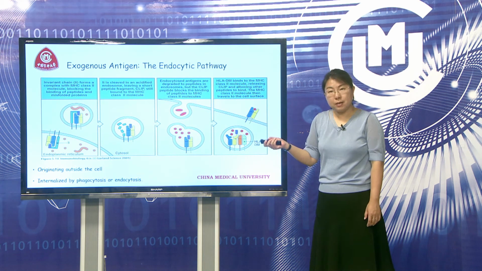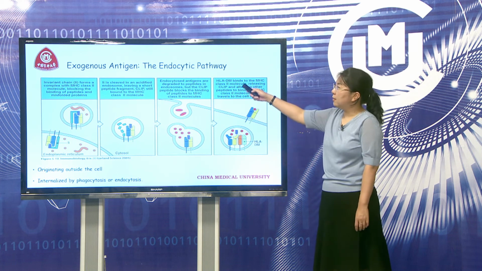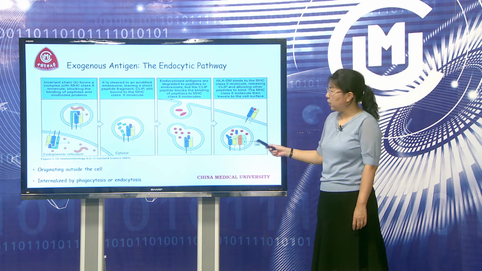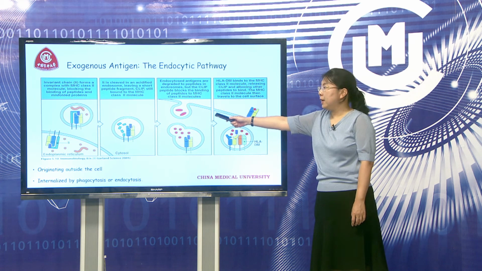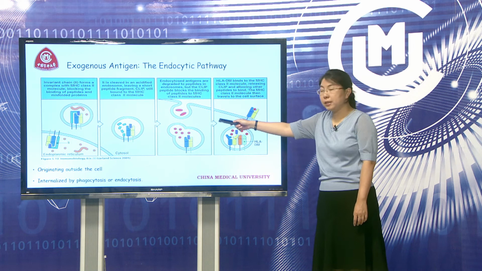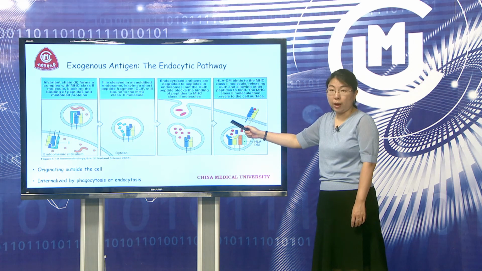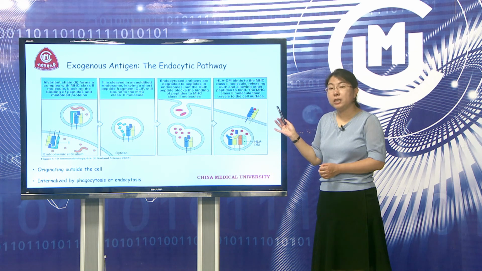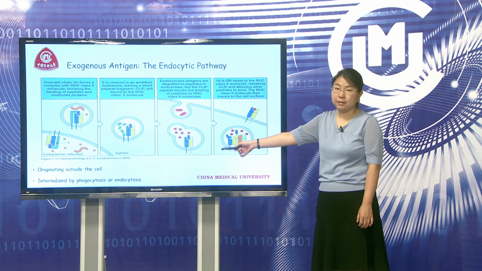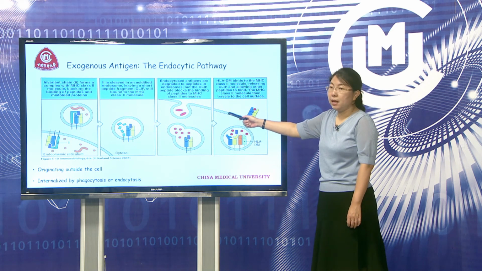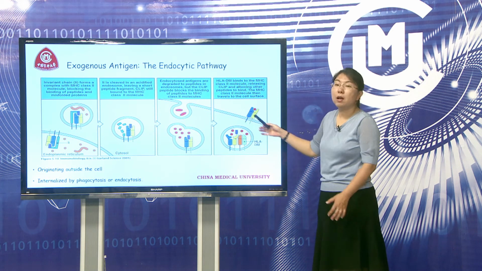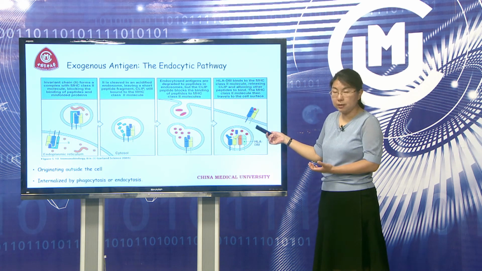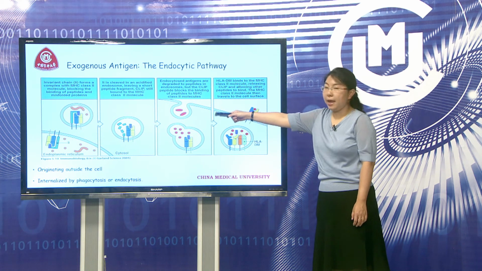And for exogenous antigen, the pathway is the endocytic pathway. So let's see, it's a little different. We know for the endogenous antigen, they should produce new protein inside of the cell, in the cytosol, right? But exogenous antigens originate and exist outside the cell. So they already exist. They are just taken up by the phagocytes through phagocytosis and endocytosis, and internalized.